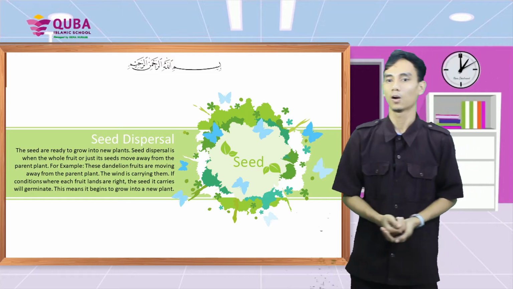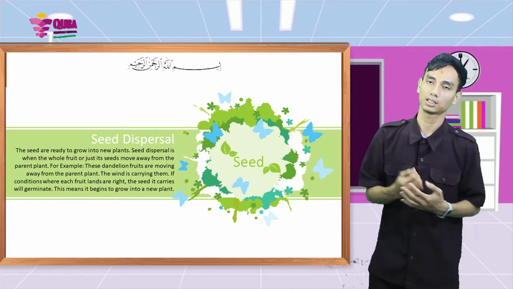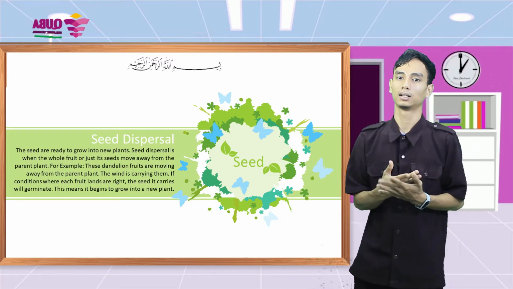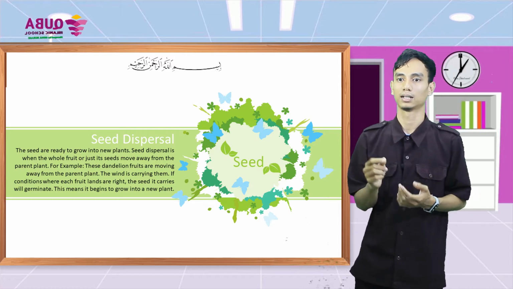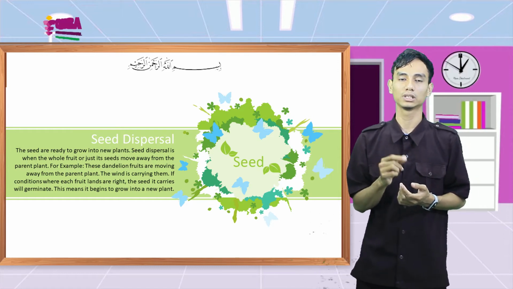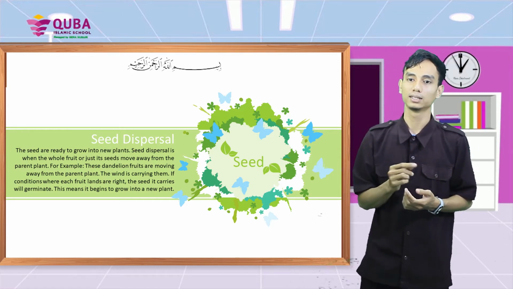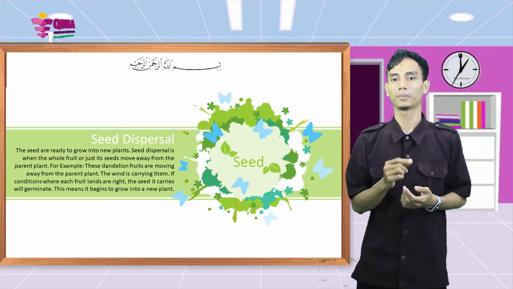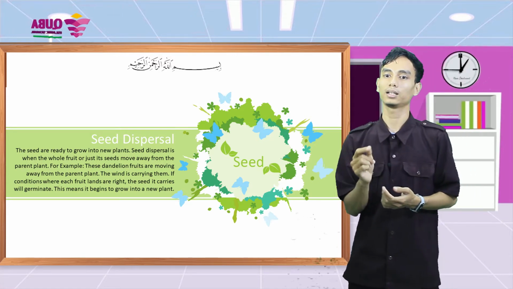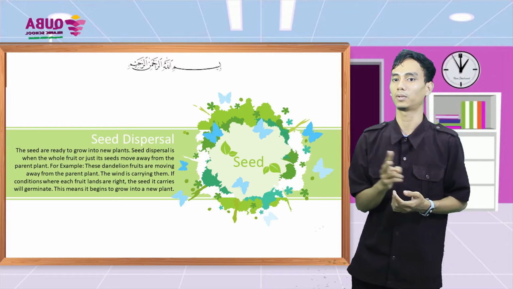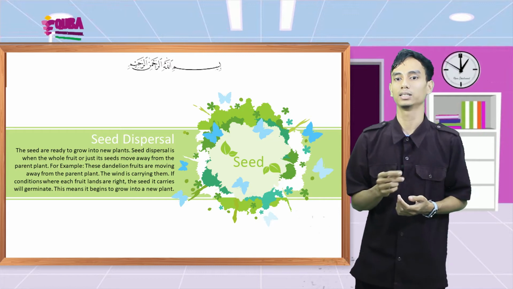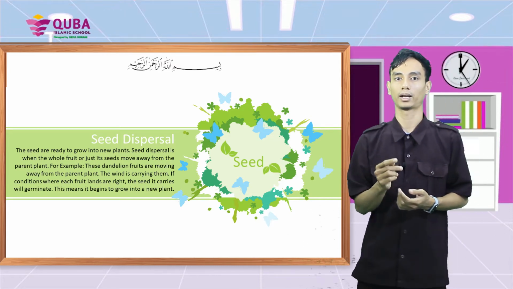Seed dispersal. What is seed dispersal? Seed dispersal is when the seeds are ready to grow into new plants. Seed dispersal is when the whole fruit or just its seed moves away from the parent plant. For example, these dandelion fruits are moving away from the parent plant. The wind is carrying them because the dandelion seed is very light and very small. If conditions where its fruit lands are right, the seed it carries will germinate. This means it begins to grow into a new plant.